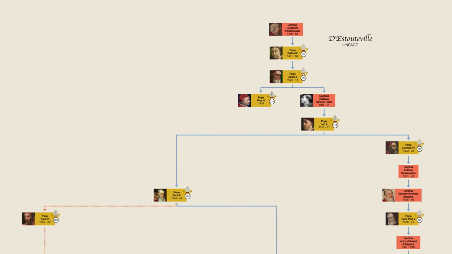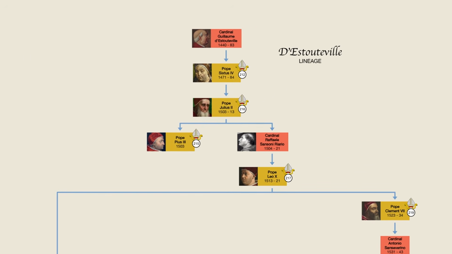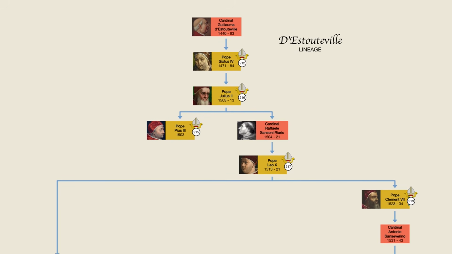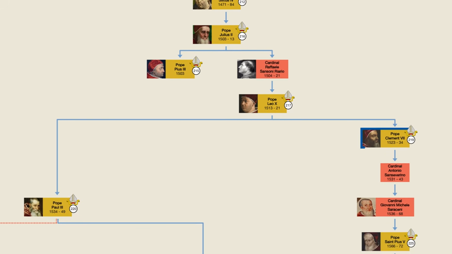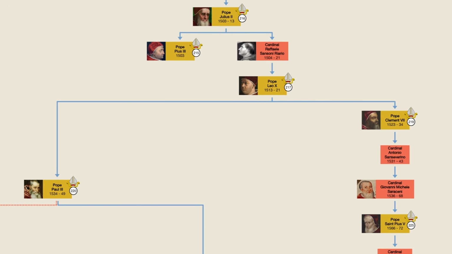The d'Estaing lineage goes all the way back to 1440 to a French cardinal named Guillaume d'Estaing and includes most of the popes during the 1500s and 1600s. During this period, some popes were not only episcopally related, they were biologically related too. For example, Julius II, who was the pope who initiated the construction of the current St. Peter's Basilica, was the nephew of Sixtus IV, after whom the Sistine Chapel is named. Also, Clement VII, who was the pope who wouldn't allow Henry VIII to divorce his wife, was the nephew of Leo X, who was the pope who excommunicated Martin Luther.